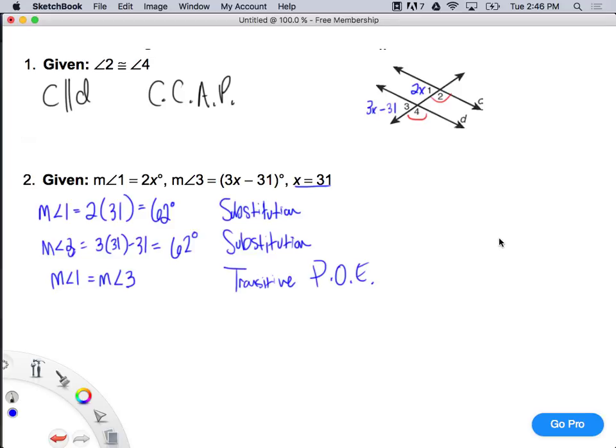All right. The measures of the two angles are equal because they're both equal to the same thing. That's the transitive property of equality. Now, if the measures are equal, what do I know about the angles? They're congruent. Angle 1 is congruent to angle 3. And how do I know that? The definition of congruent angles. So you can write it just like this: definition of congruent angles.